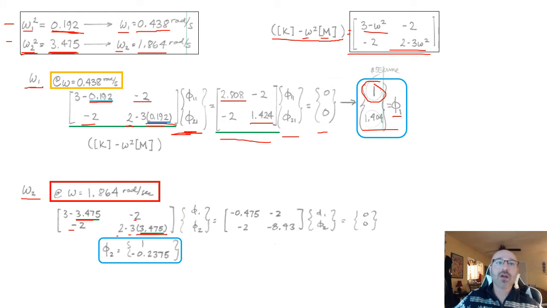We can plug in there, times our mode shapes Th1 and Th2, and what we end up solving for, when we get our Th2 out of this relationship using equation 11.3, is a mode shape for Th2 of 1, we make that assumption there, and a negative 0.2375 there. So now, circled in both these blue squares here, we have our Th1 and our Th2 for our mode shapes.